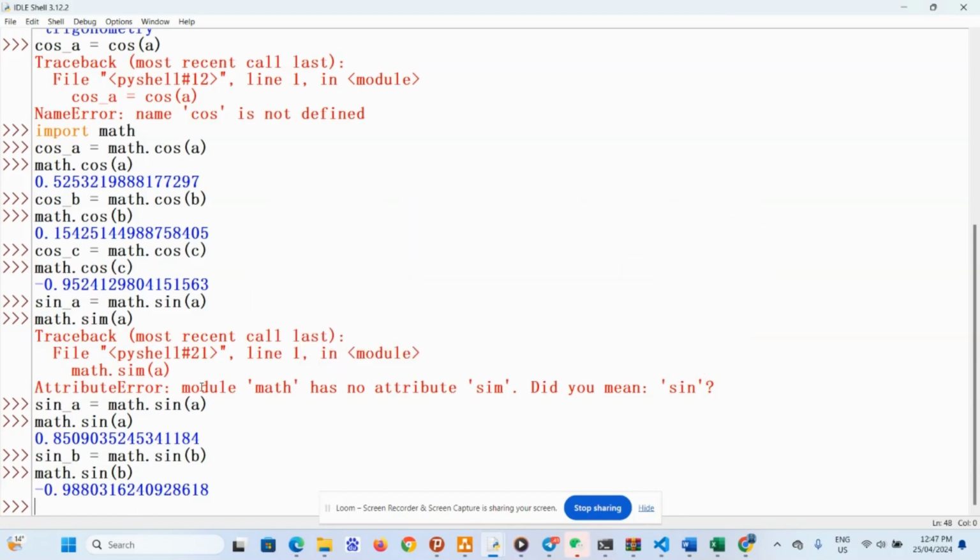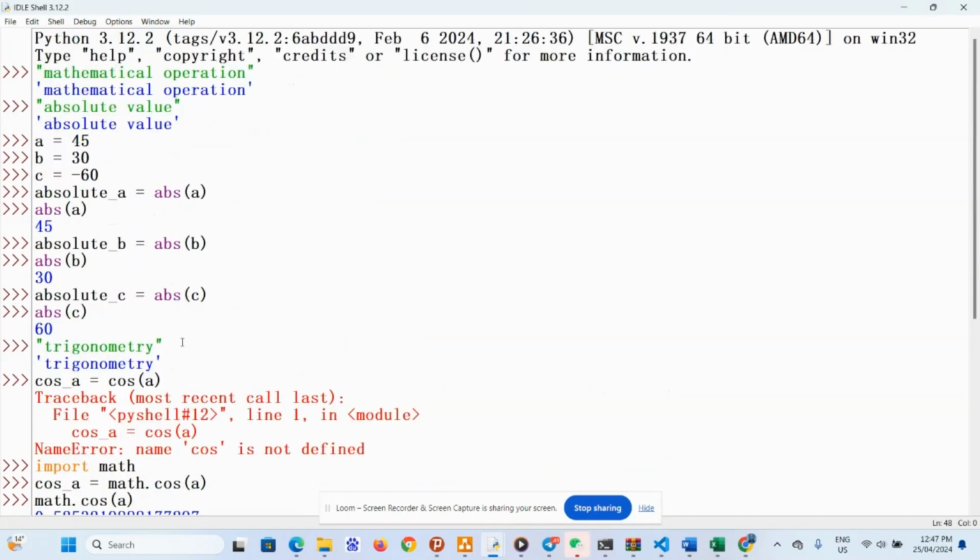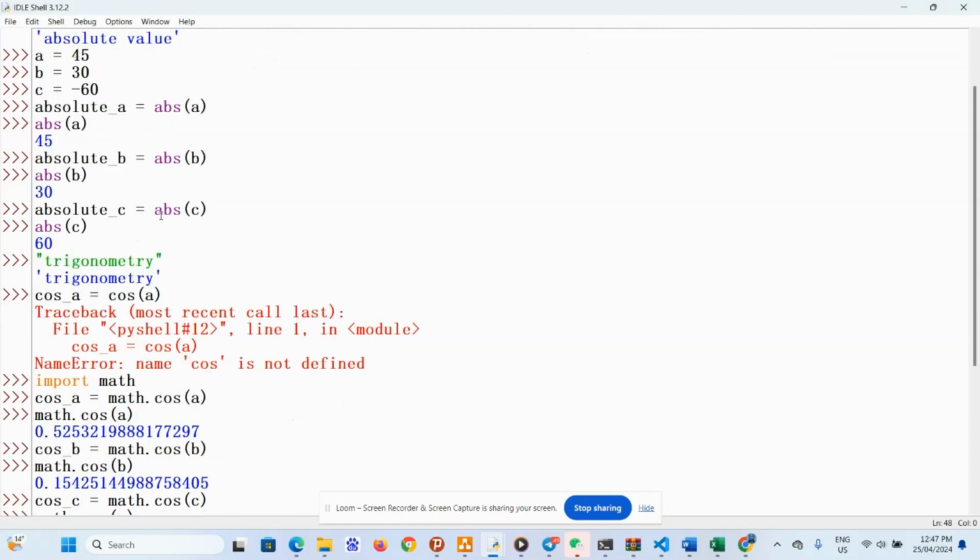So to recap on what we have done today, the first aspect is that we started on mathematical operation. On mathematical operation, we have the absolute value. We have A equals to 45, B equals to 30, and we define C equals to minus 30. Now we look for the absolute of A, which gives us 45. Absolute of B gives us 30. The absolute of C gives us 60. Here it was minus 60, but it gives us 60 because the absolute value cancels anything negative.